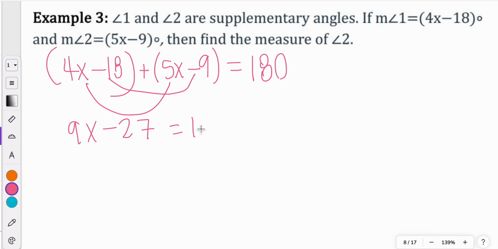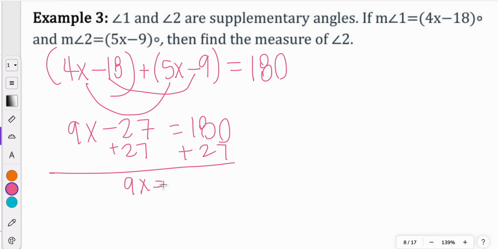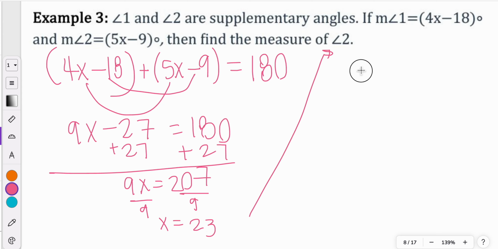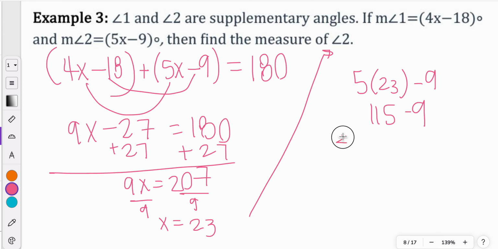equals 180. And then to start to solve for x, I'm going to add 27 to both sides. So we're going to get 9x is equal to 207. And then when we divide by 9, x is 23. Okay, so I'm going to take that and plug it in for angle 2. So 5 times 23 minus 9, 115 minus 9, or angle 2 would be equal to 106 degrees.